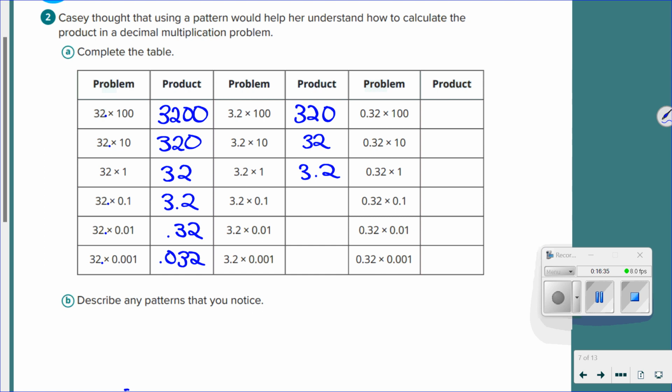Now multiplying by a decimal, is it going to move right or left? Left. How many times? 1. Next would be 2, and then 3. Any questions? All right. This one should be simple.